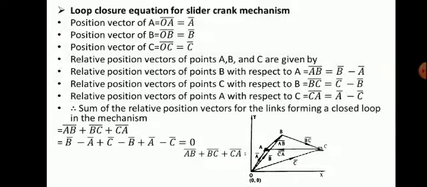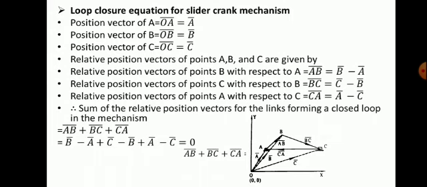Now we can see the position vector of A. We can see here A, B and C, three points, where at C the slider is separated. Position vector of A is equal to OA, nothing but vector A. Position vector of B is equal to OB, vector B. Position vector of C is equal to OC, nothing but vector C.